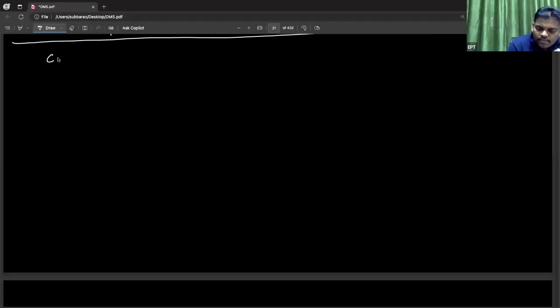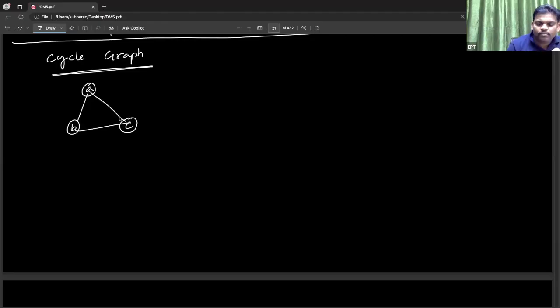Cycle graph. These are small things. One time if you listen enough. Cycle graph: A, B, C. See this one. Cycle graph means nothing. 3 vertices. There are 3 edges with a cycle. This is called C3.